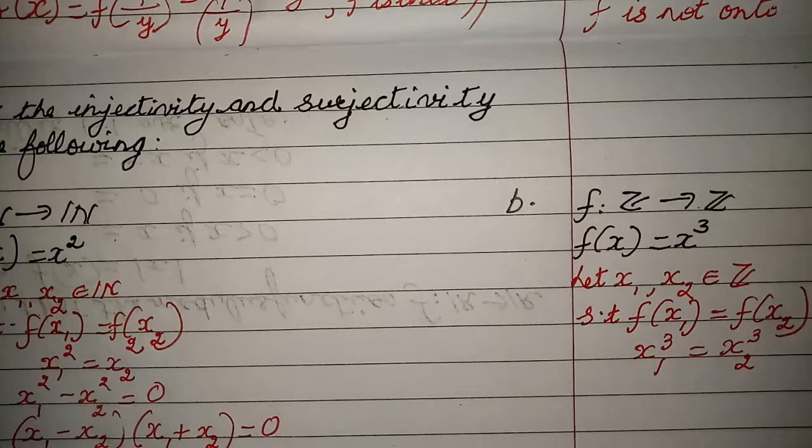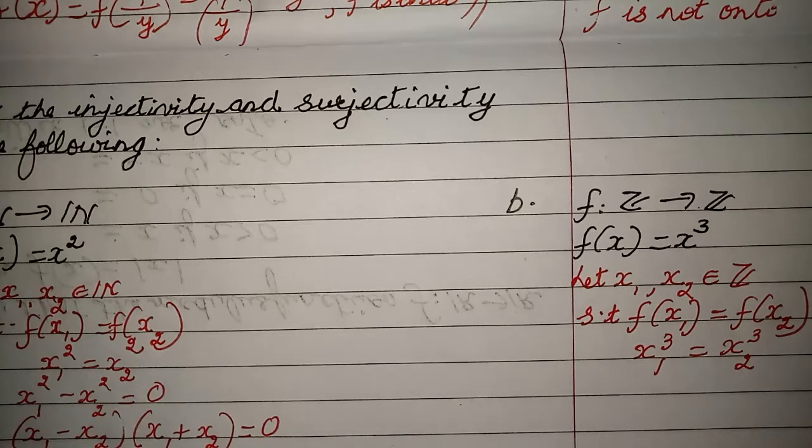For example, if I take x1 as 2 and x2 as minus 2. Okay, so what will happen? 2 cube will be 8, but minus 2 cube will be equal to minus 8. That means different elements under cube will be giving different images, right? No two elements can give me the same image, right?